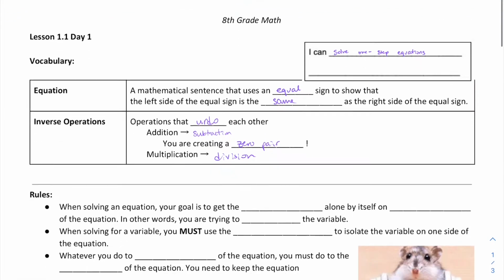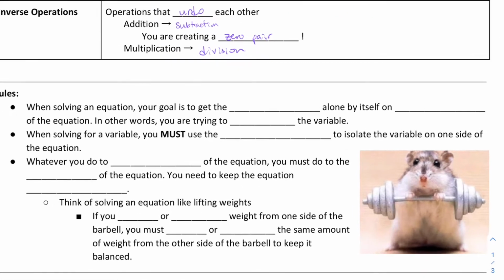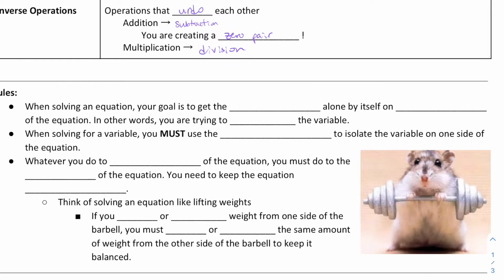But there are a couple of rules you need to always abide by when solving one-step equations. When solving an equation, your goal is to get the variable, could be an x, or it could be anything, alone by itself on one side of the equation. In other words, you are trying to isolate the variable. You want the variable all by itself. When solving for a variable, you must use inverse operations to isolate the variable on one side of the equation.